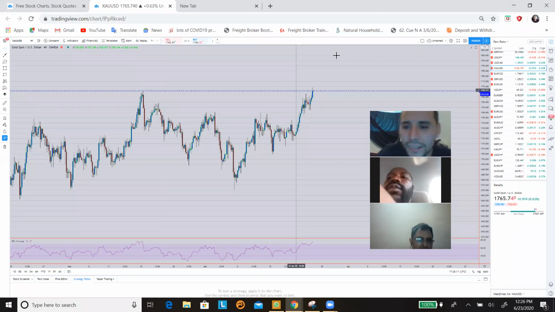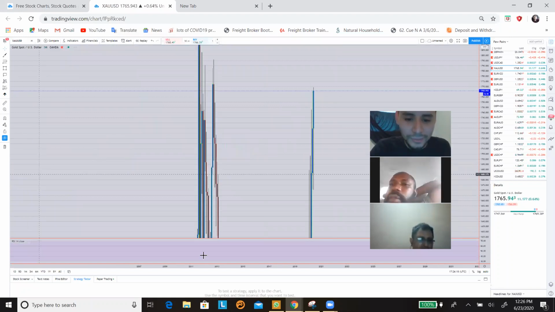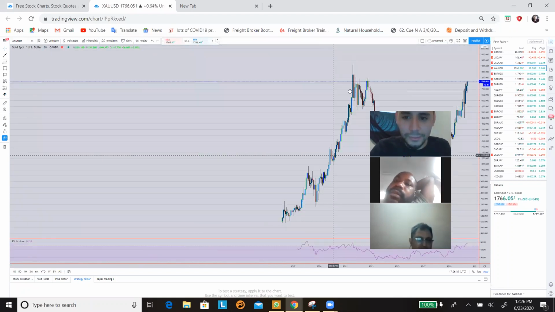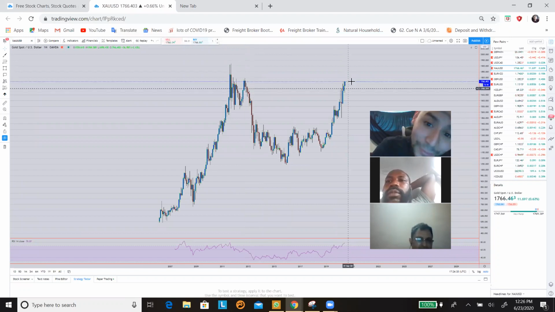Initial target is 1800, honestly. That's what I see off of the monthly. I don't know what you guys see, but that's what I see. You guys see that? Up here, right? Looks like we're tapping it, but guess what? We tapped it, but we still have a strong momentum up.